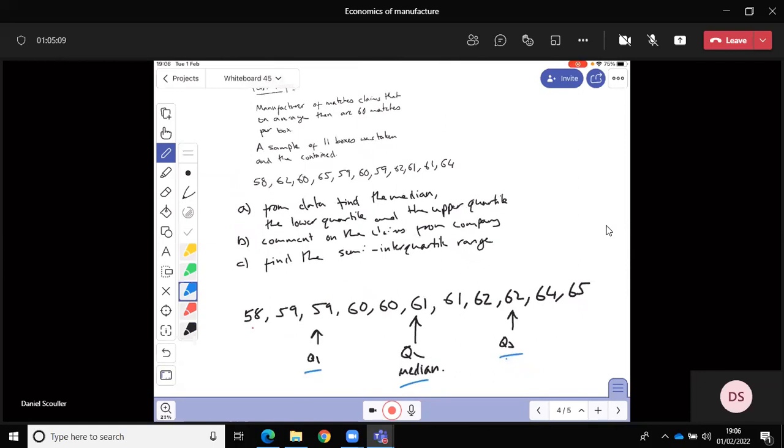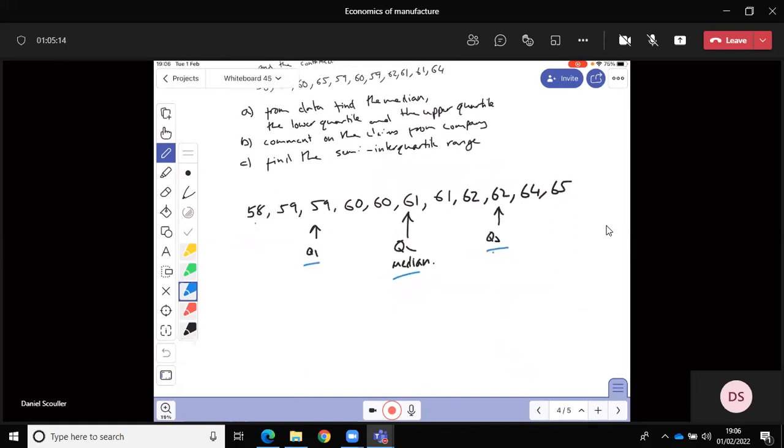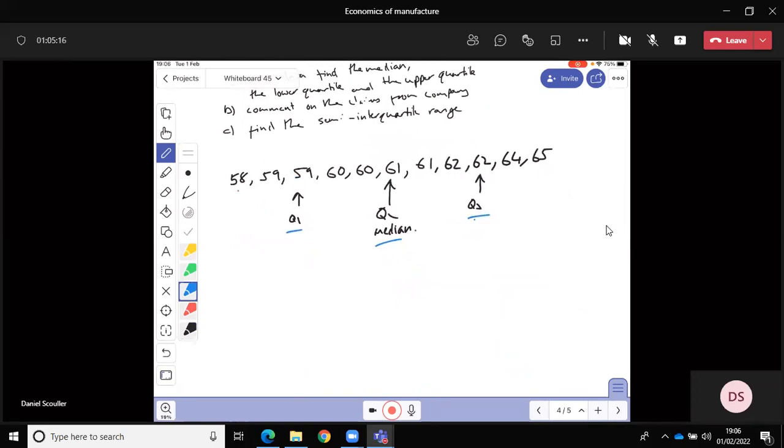Comment on the claims from the company. The company claimed that on average there were 60 matches per box. The average we've found, the median, is actually 61.